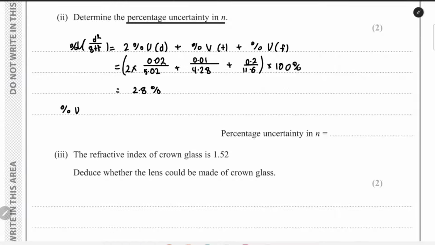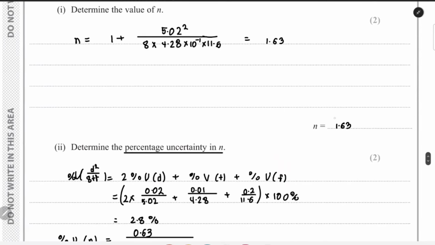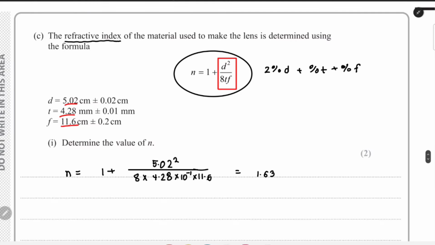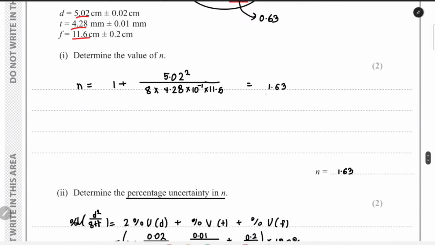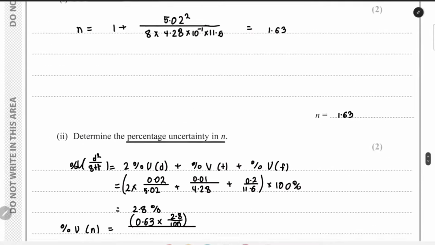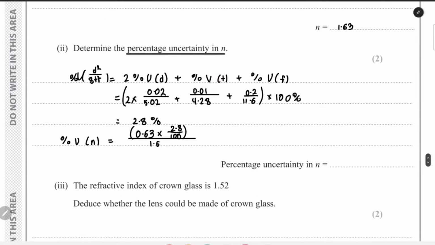The percentage uncertainty in n will be as follows. 0.63 was the value of this term, and this value over here is 1, so 1.63. So 0.63 times 2.8 by 100. This is how much it could vary. And the value of n itself is 1.63, so we put that over here times 100. If we do that, we'll get 1.1%.